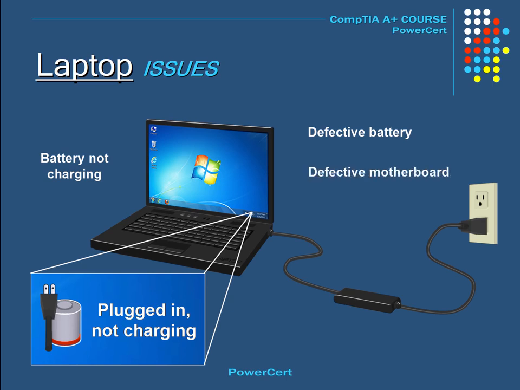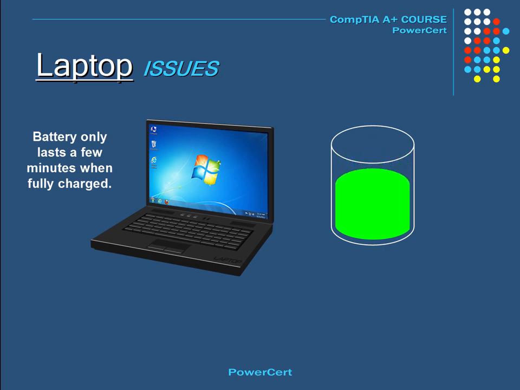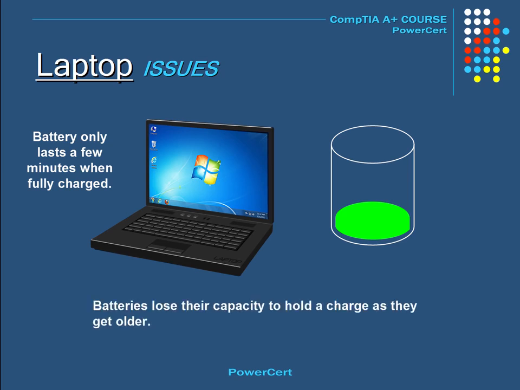Or in another scenario, let's say your battery is fully charged, but the battery only lasts a few minutes before it discharges. Now, this is a very common issue with older laptops. Oftentimes, when laptops reach around 5 years old, the battery will only last a few minutes on a full charge. For example, they may only last about 10 minutes on a full charge. And this happens because batteries lose their capacity to hold a charge as they get older. So to solve this issue, all you have to do is just replace the battery for the laptop.